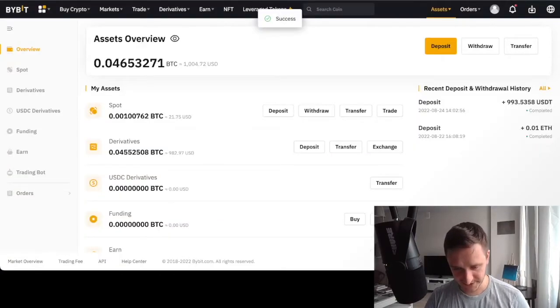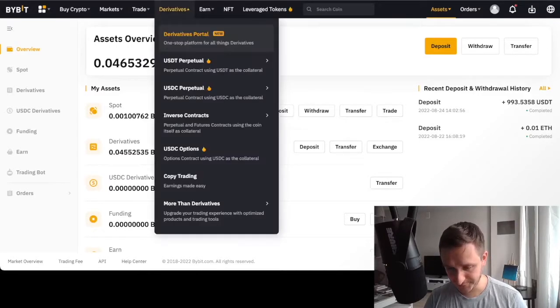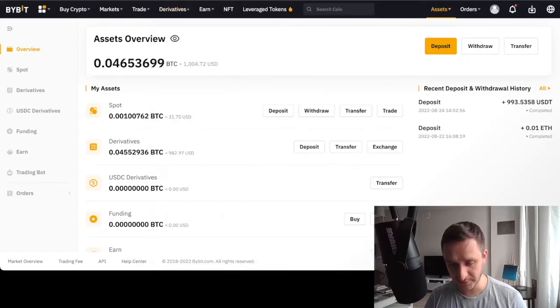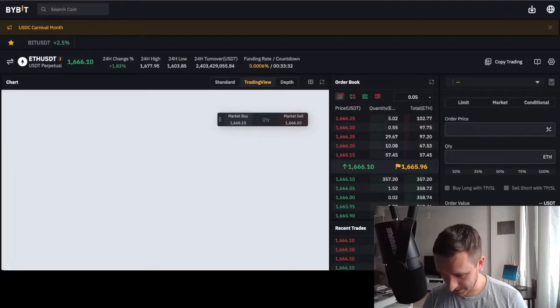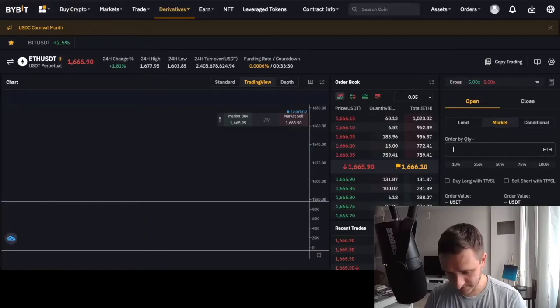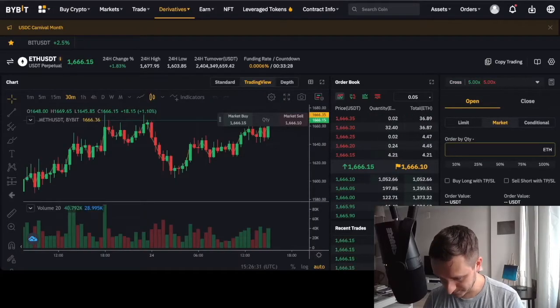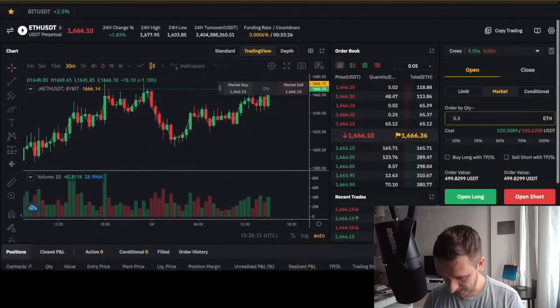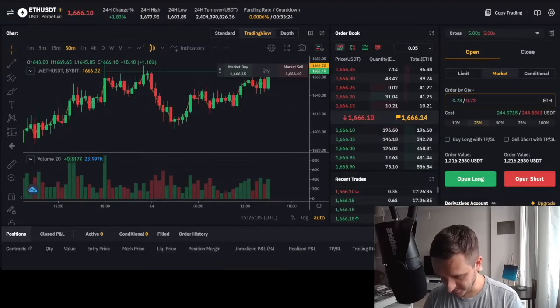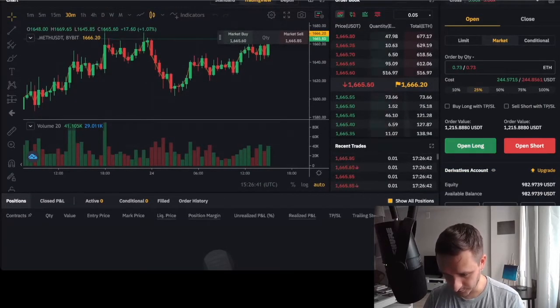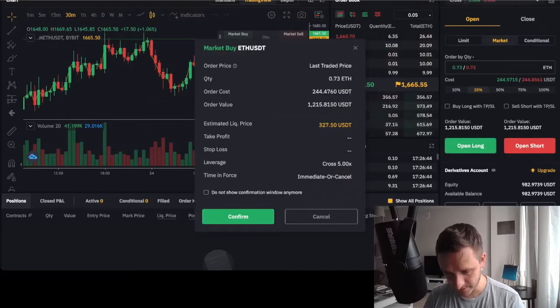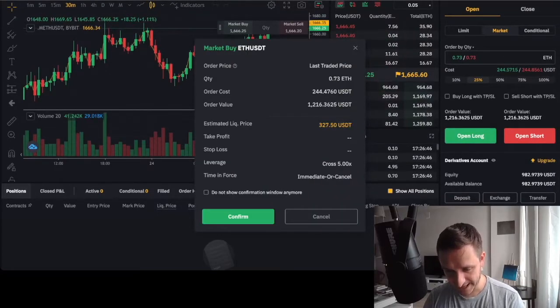Yep, that's transferred. As you can see, everything right now is in derivatives. Now I can go back to ETH USDT perp and do what I wanted to do, so basically open long with 0.3. I could even take right now 25% of the account, so 0.7 ETH, and I'm going to open long. So that's the summary. 0.7 ETH.